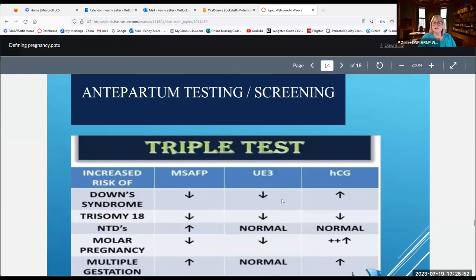And then another test we do in pregnancy, besides a carrier screening, we draw from the mother's blood, and it's beyond 11 weeks. This test tells us if there's a risk for Down syndrome or neural tube defects. We call this the AFP test. That should have been on your quiz today, the AFP test.